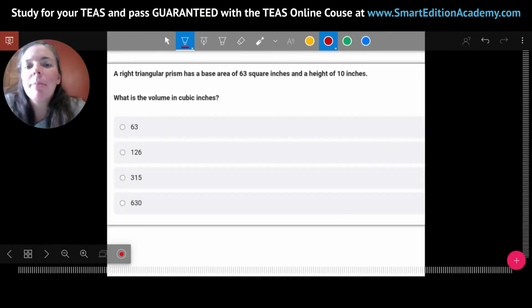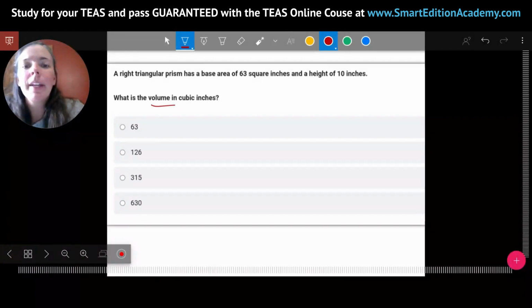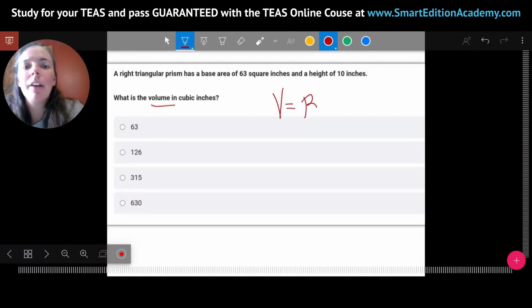A right triangular prism has a base area of 63 square inches and a height of 10 inches. What is the volume in cubic inches? So they're asking us about volume. Volume of a prism can be found by doing the area of the base times the height. Okay, so V equals the big B, that's area of the base, times the height.